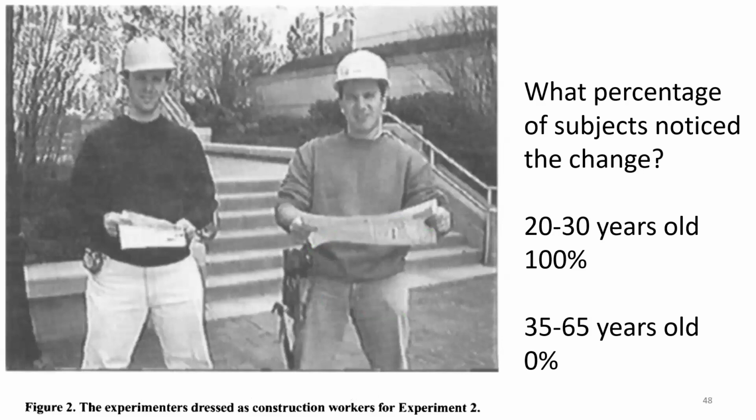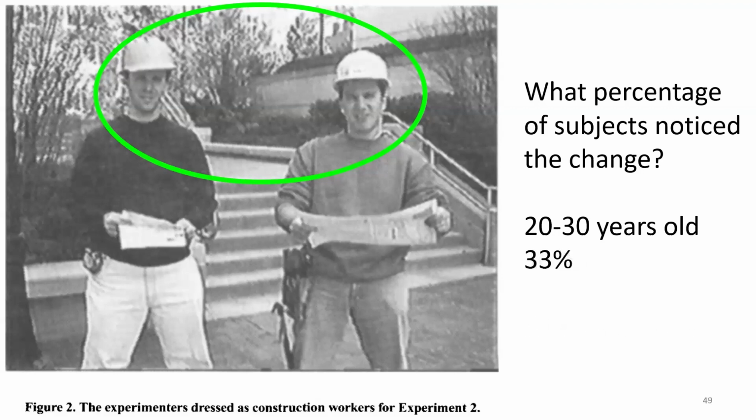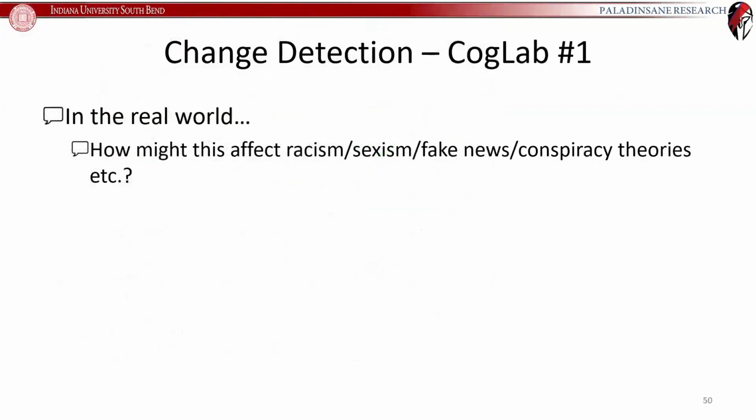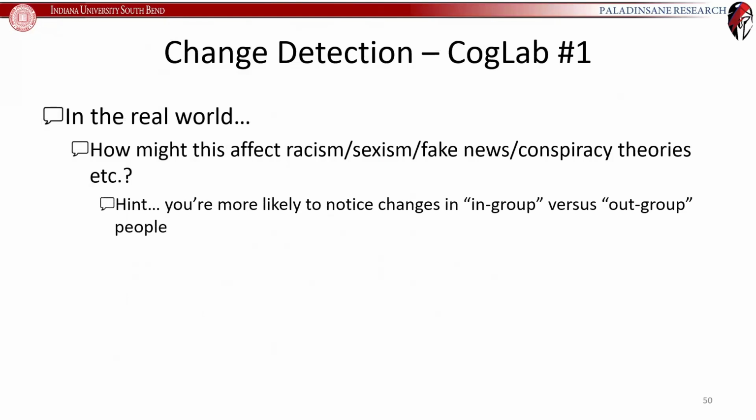And when it was recreated with construction workers, now these construction workers are out of the group. So I'm a university student, these are not university students. And therefore, that's why the processing of that information went down, because now they're not part of that in-group, they're part of the out-group. So what does this mean for racism?